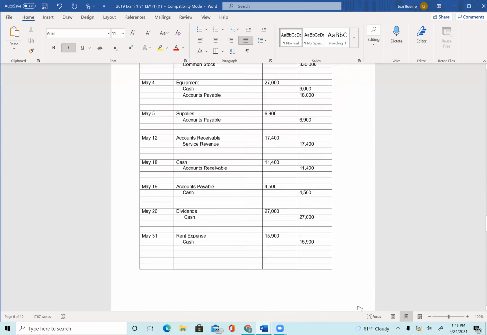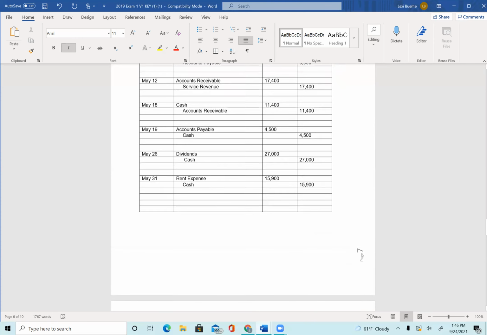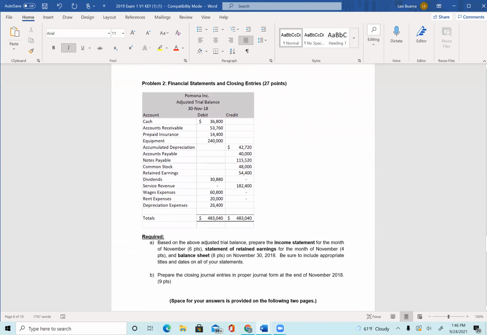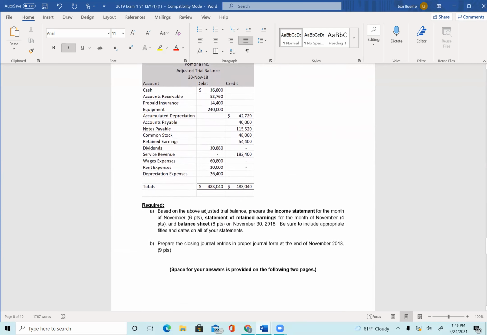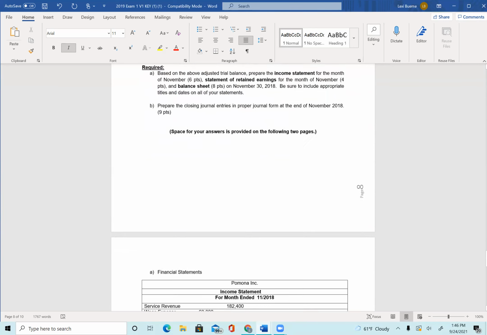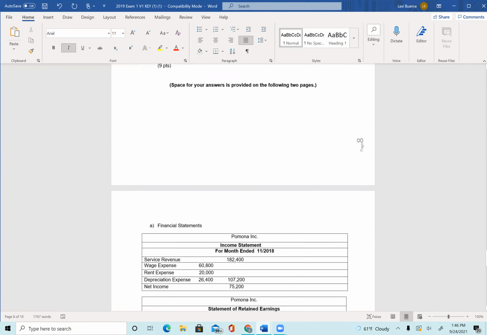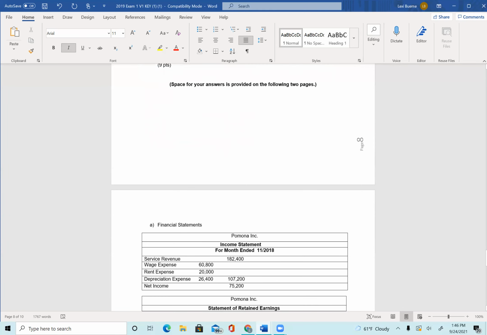And these are just the answers right here that we just did. Problem 2, financial statements and closing entries. Based on the above trial balance, prepare the income statement, statement of retained earnings, and balance sheet, and then also prepare the closing entries. So for this one, these are the answers already here, so I'll just explain these so it's not all retyping and wasting your guys' time.